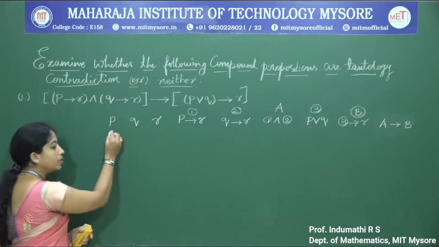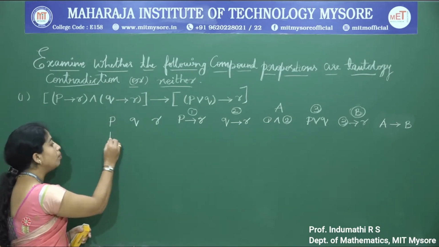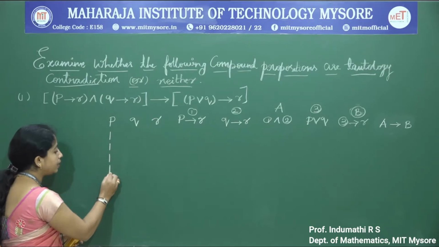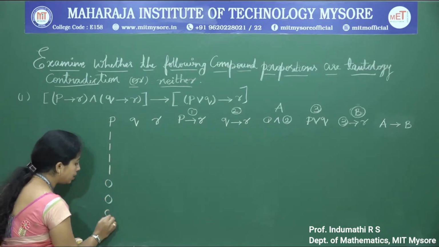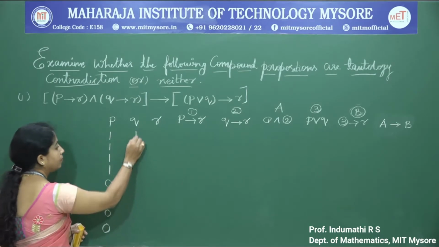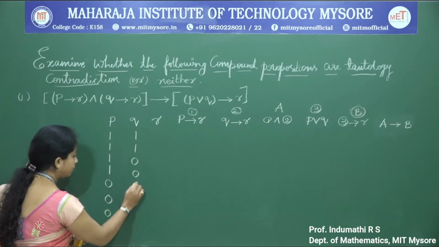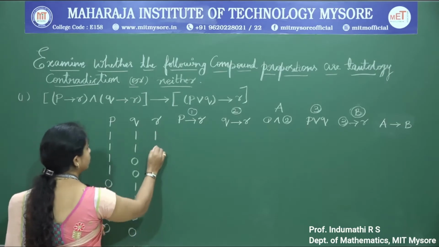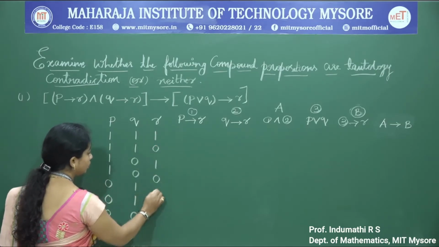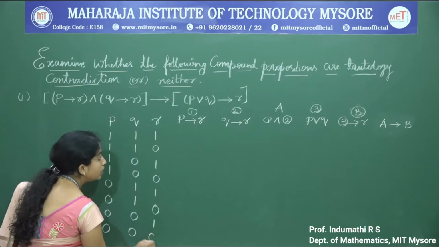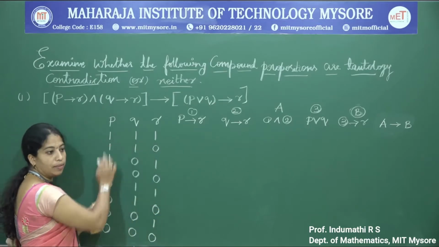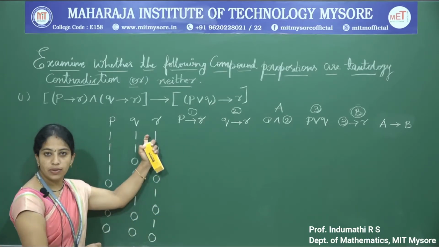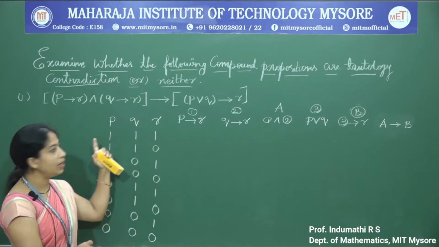If there are 3 statements, the number of possibilities is 8. Write like this. This is the easiest way. Next 1 0 1 0 1 0 1 0. P conditional R. In conditional, 1 0 is 0. The remaining terms will be 1.